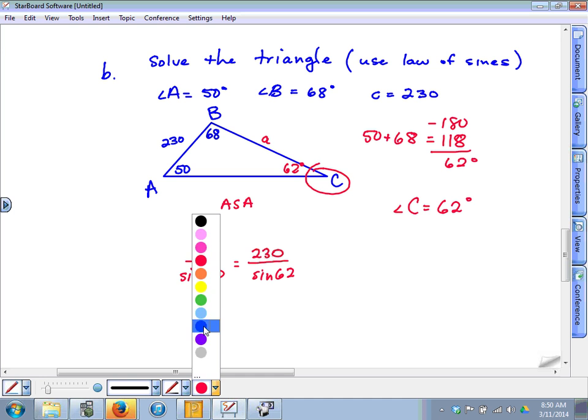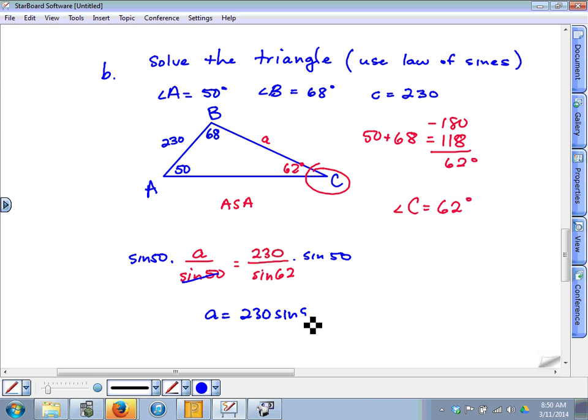How do we solve this? Multiply by the sine of 50. So little a is equal to 230 times the sine of 50 all over the sine of 62. What'd you get? 199.5. Alrighty. That's rounded, right?